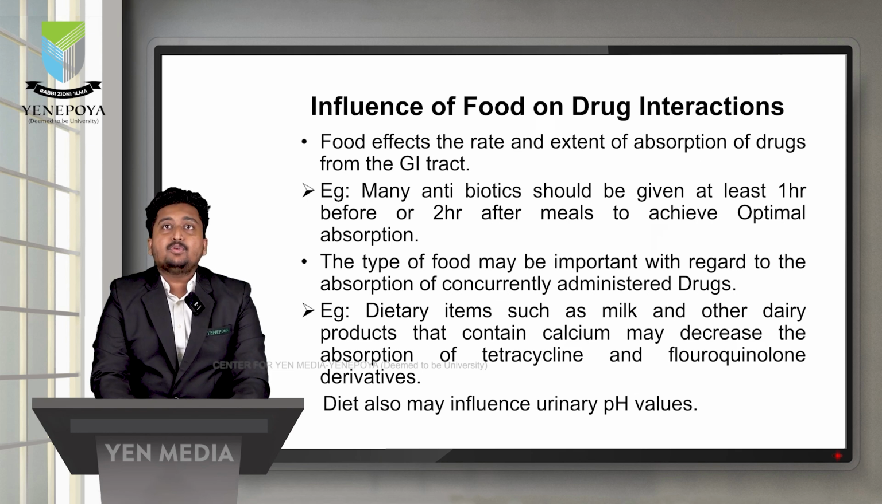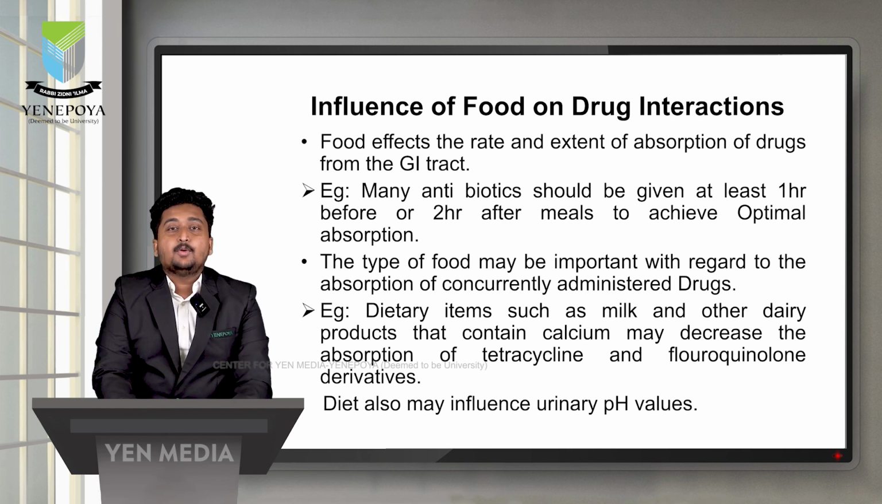So, influence of food on drug interaction. We know that there are other types of drug interactions as well. It's not just drug-drug, it can be drug-food interaction. So it becomes important what diet you are on whenever you are taking certain medications. Food affects the rate and extent of absorption of drugs from the gastrointestinal tract. For example, many antibiotics should be given at least 1 hour before or 2 hours after meals, so that their absorption is actually achieved in an optimal way.